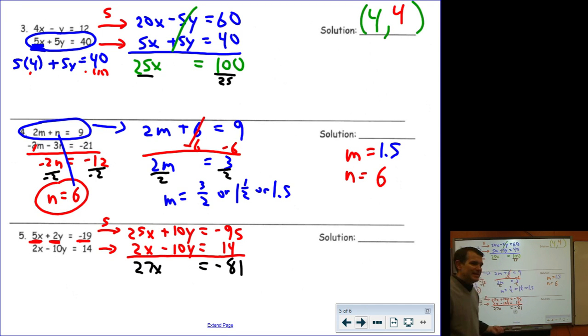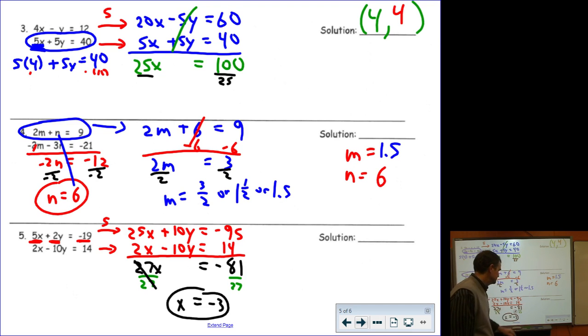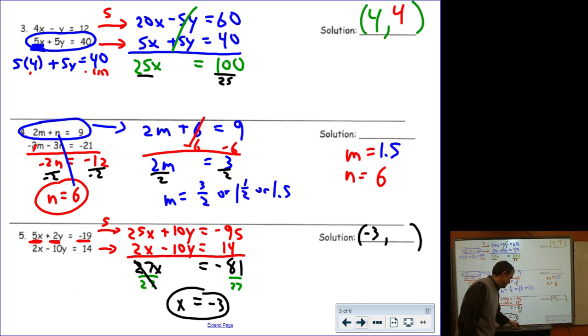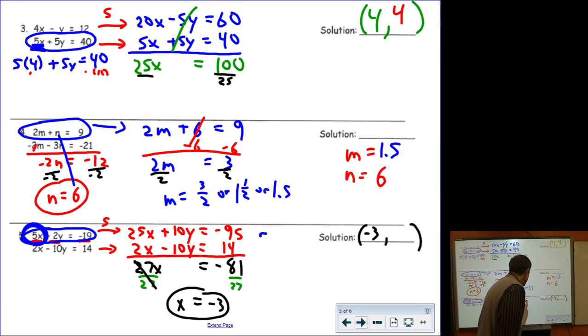Now that I have eliminated one of the variables, I can easily solve by dividing both sides by 27, leaving me with x equals negative 3. So now I have half of my ordered pair. To get the other half, I go ahead and take what x equals and I substitute it back into one of the equations. I'm going to use the first one. So instead of writing 5 times x, I'm going to do 5 times negative 3.